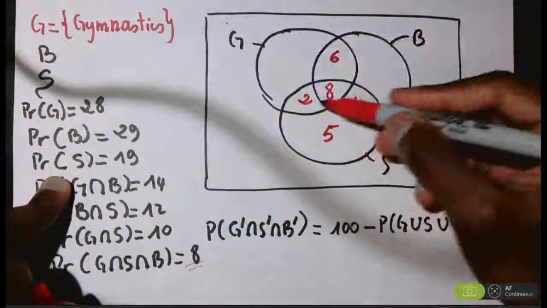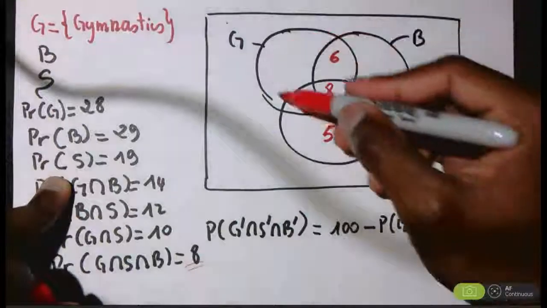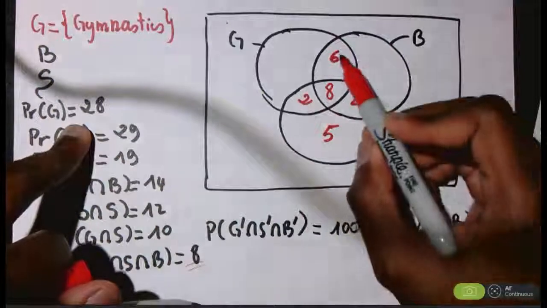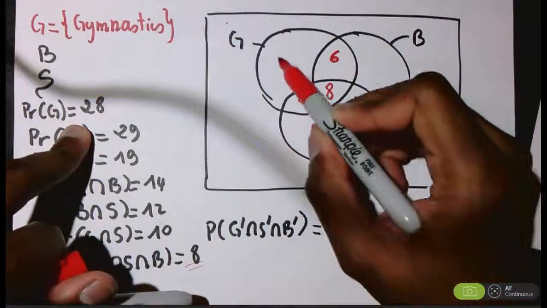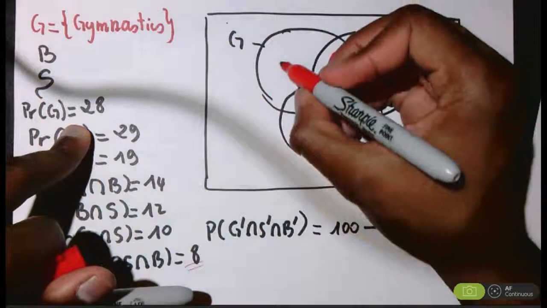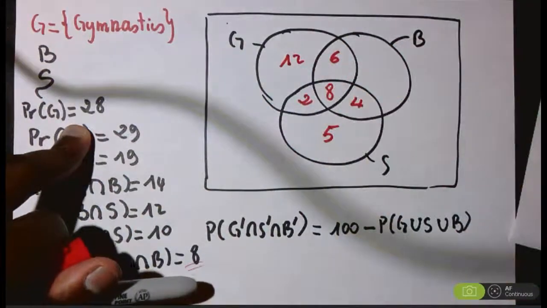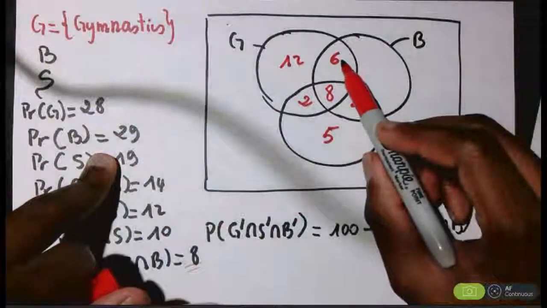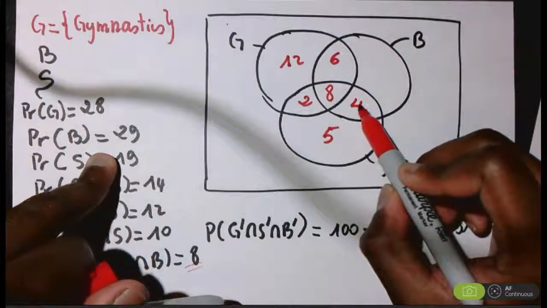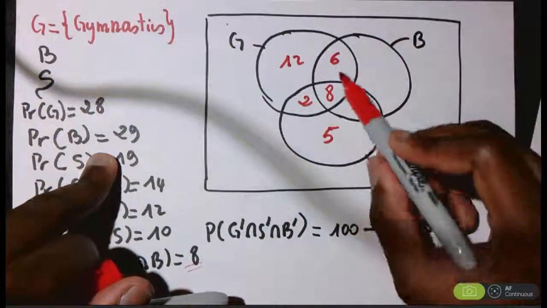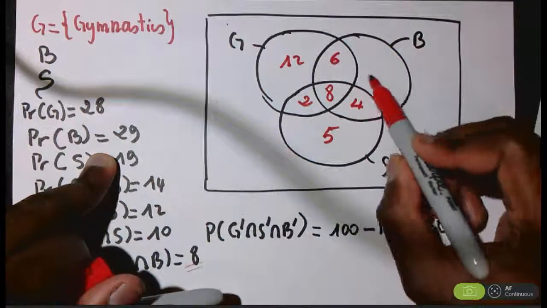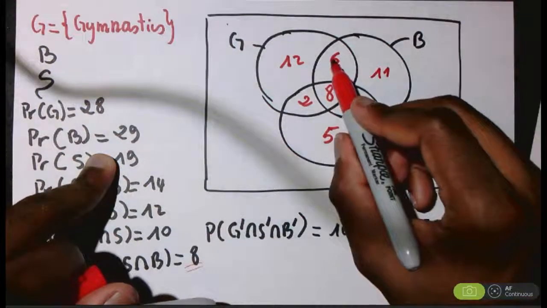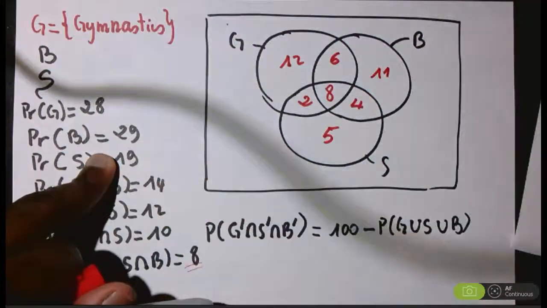Next, we need to find the proportion of G only. G is 28, which is 6 plus 8 plus 2 plus something, and that something is 12. And finally, the probability of B is 29. We have 6 plus 8 plus 4, so we need 11. So 11 plus 6 plus 8 plus 4 is equal to 29.